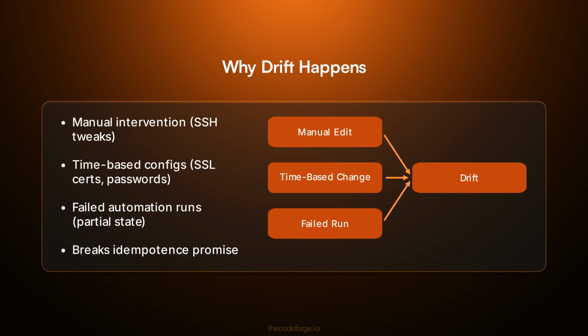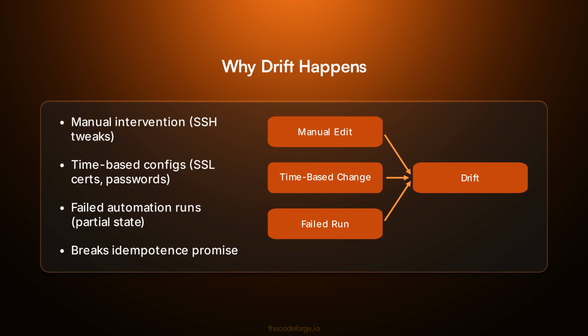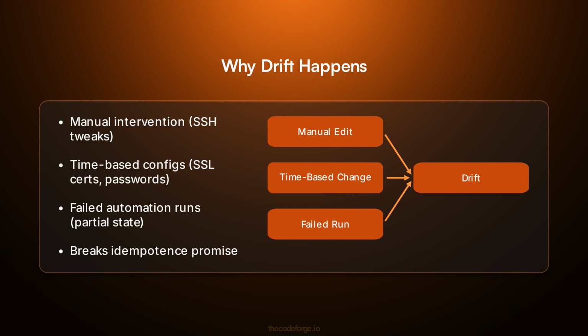Drift doesn't appear out of nowhere. It's caused by 3 enemies: manual intervention, time-based configs, and failed automation runs. Each breaks the idempotent promise that running the same playbook twice yields the same result. The fix is to write every task so it checks the current state before making changes.